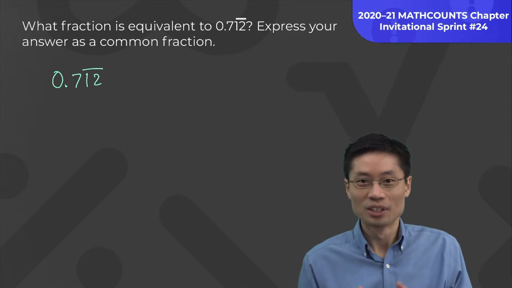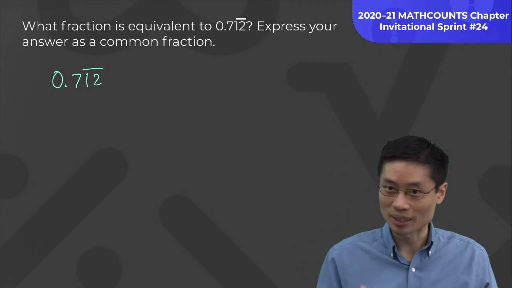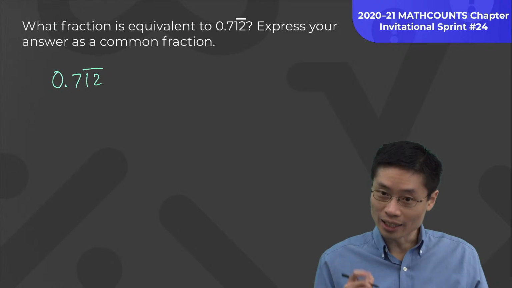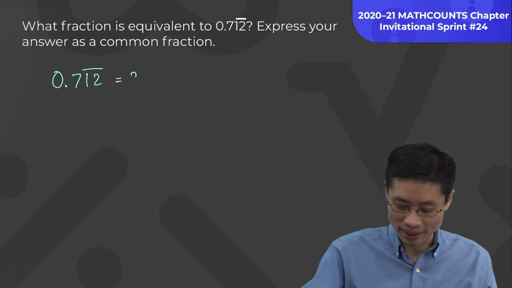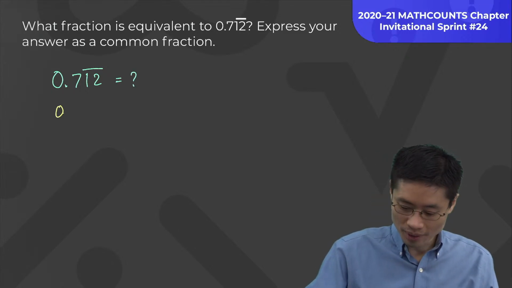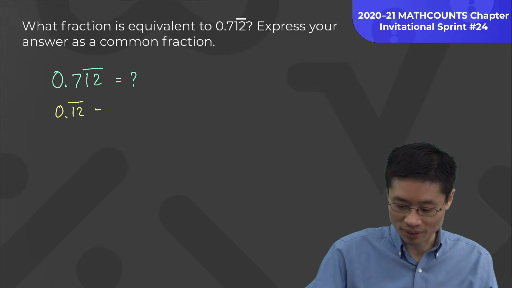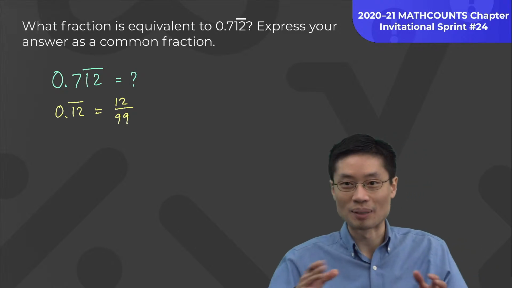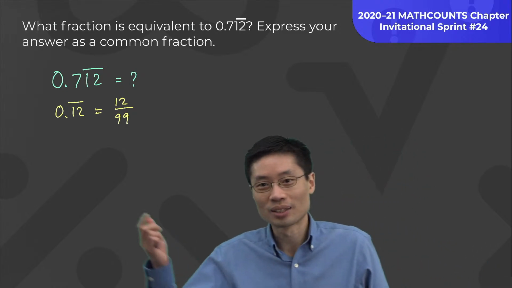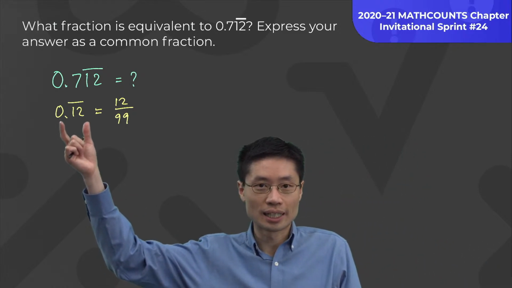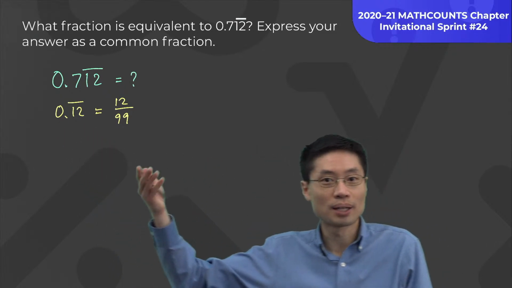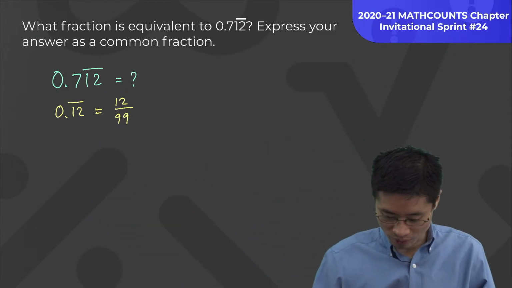Let's do this now. Whenever I see a question like this, here's what I do. I say, I know what 0.12 repeating is. 0.12 repeating is beautiful. That actually is just 12 over 99. This is a standard Math Counts type thing, but if you want to know why that's true, here's a quick review of why that's true.